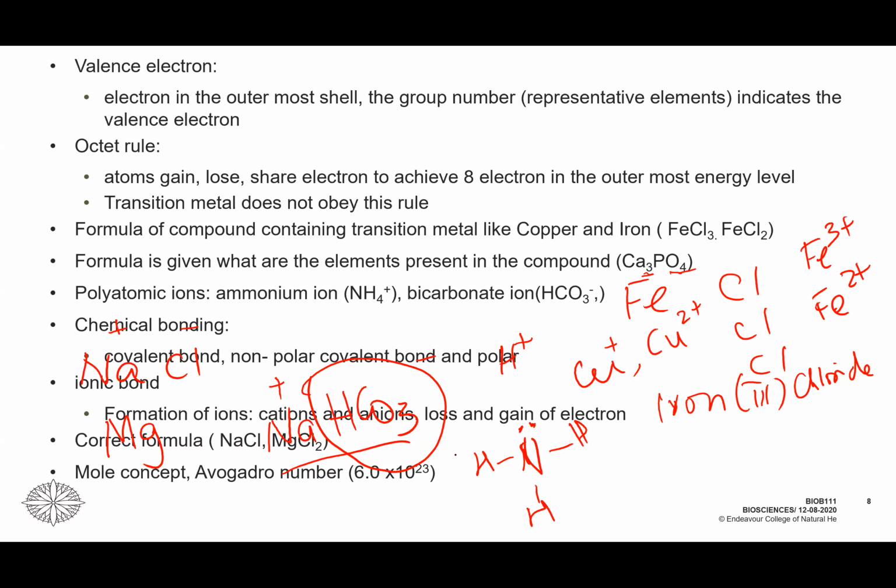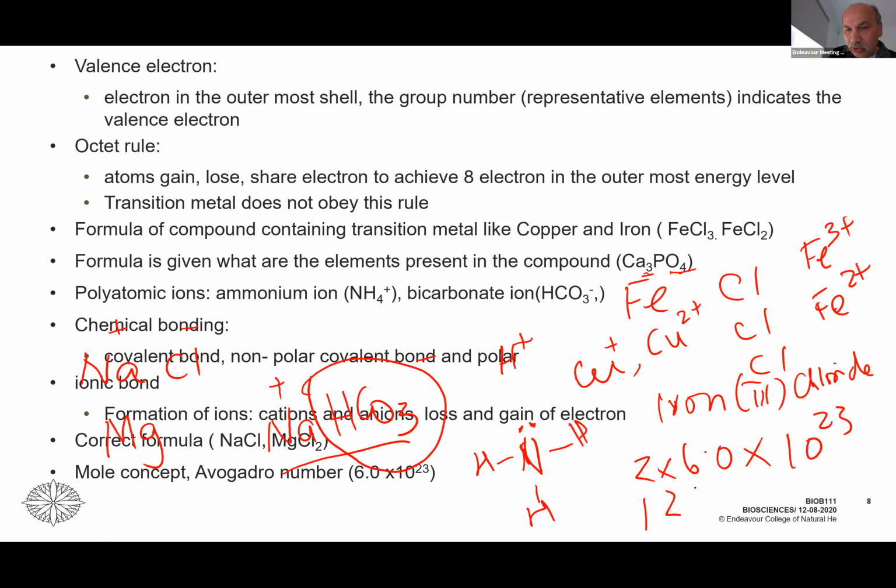Double. 2 times 6.02 times 10 to the power of 23, which is 12.04 times 10 to the power of 23. So if you are using a scientific notation, then you can change the decimal: 1.2 times 10 to the power of 24. So there is a trick there.